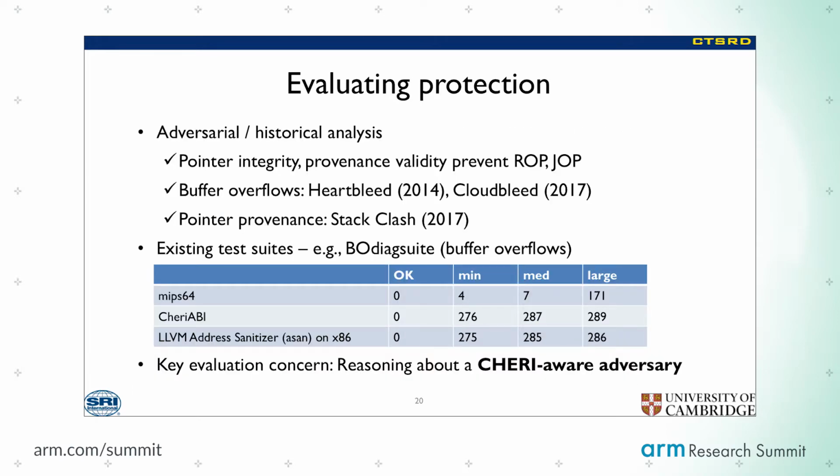Thinking about protection, how do you evaluate protection? Well, you want to do an adversarial analysis. You want to do a historic analysis, look at past vulnerabilities and so on. So the good news is we do eliminate, by definition, a bunch of attack techniques, such as ROP and JOP. If we look back at past buffer overflow-related vulnerabilities, not just memory corruption, but also data leakage like Heartbleed and Cloudbleed, no problem.